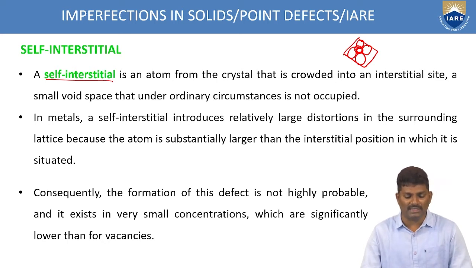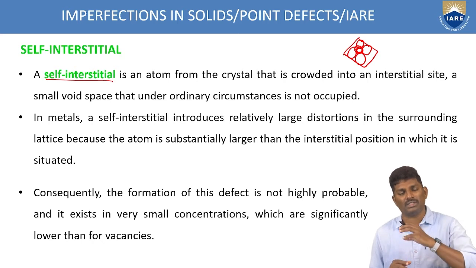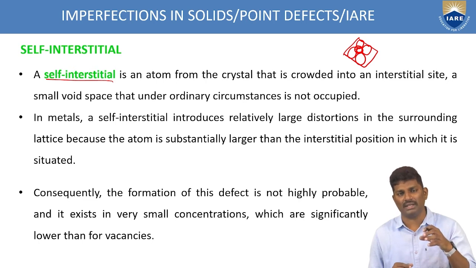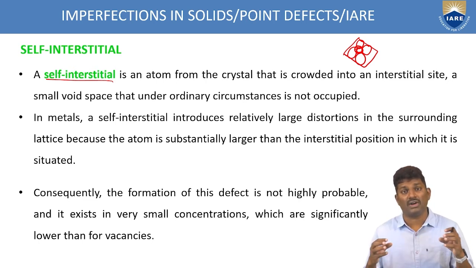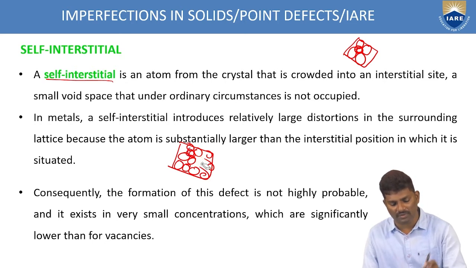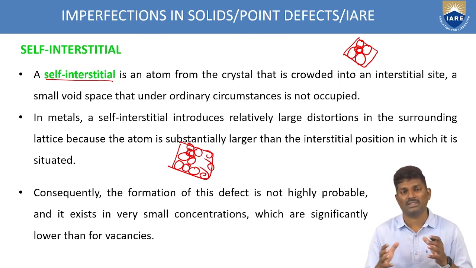In metals, a self-interstitial introduces relatively large distortion. Because of the position changing and the atom being inserted into the interstitial site, there is some distortion in the surroundings. Earlier, it is exactly packed like this. Now once the self-interstitial defect comes, the atom moves somewhere here and creates a vacancy. Because of this vacancy, there is some large distortion in the structure of the material.